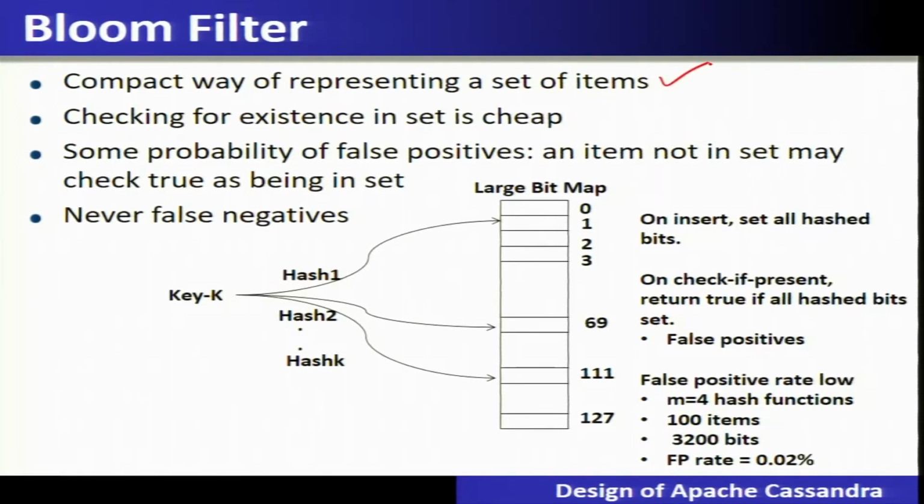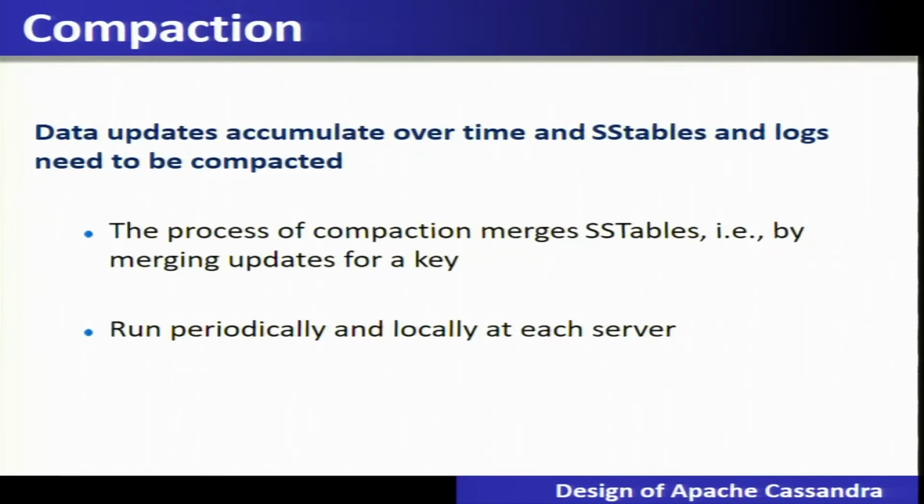A Bloom filter is a compact way of representing a set of items, and checking for the existence of an item in the set is quite cheap. There is some probability of false positives, that is, an item not in the set may be checked as being in the set, but it never gives false negatives. False positives are tolerable in most applications, but not false negatives. So, the Bloom filter is good to support fast retrieval.